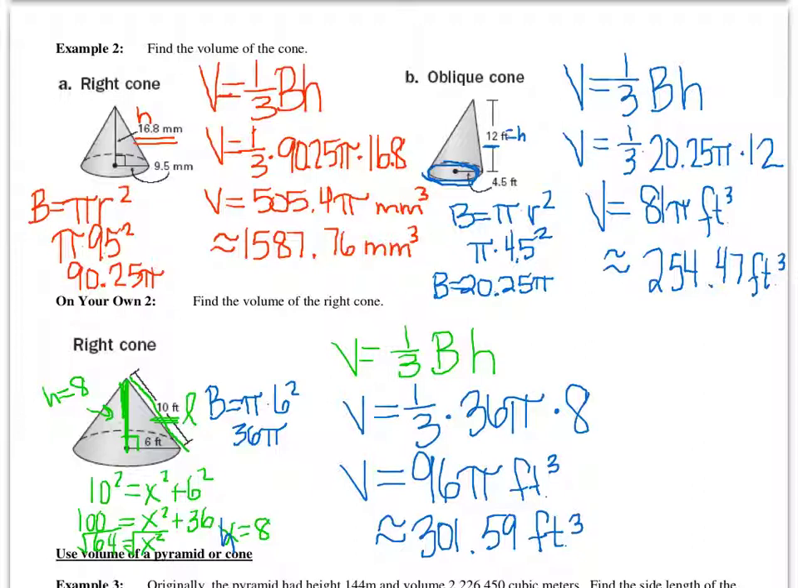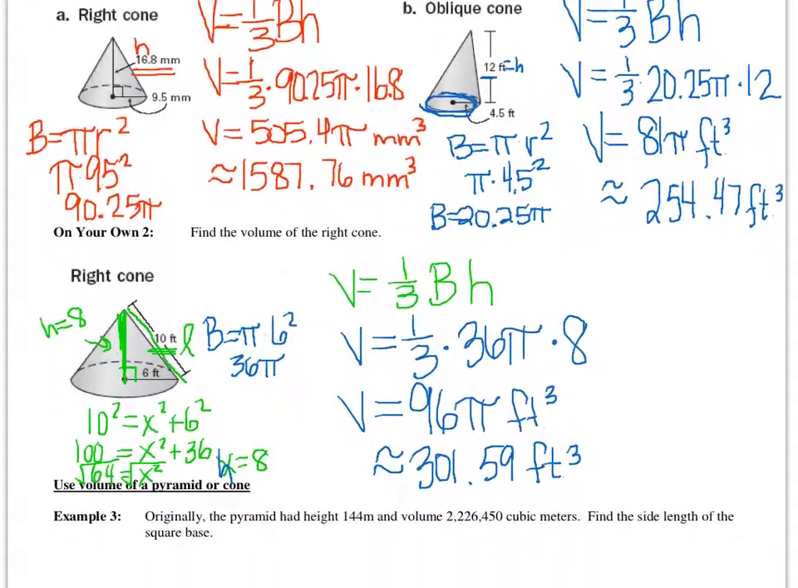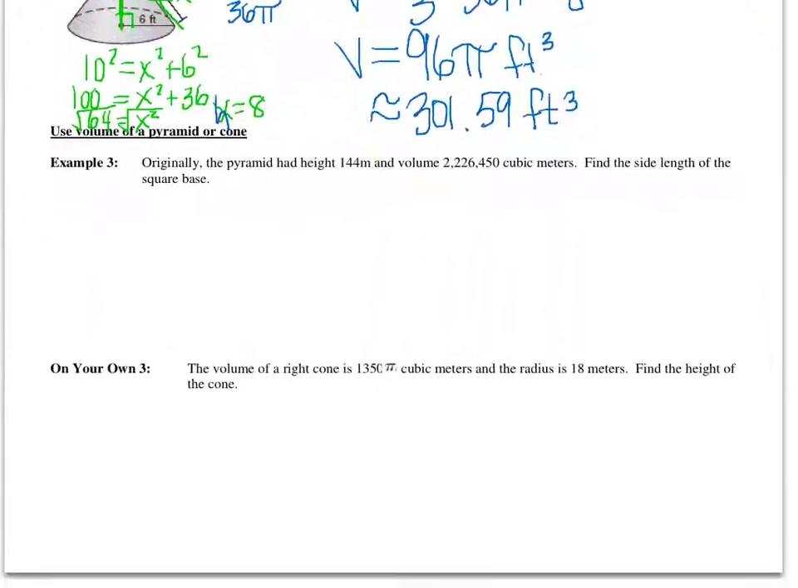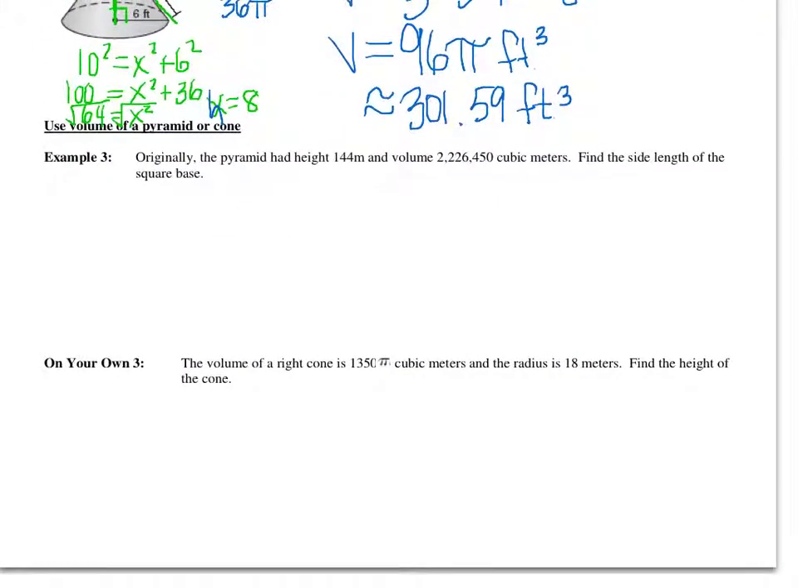Okay, let's look at the next example. So we're going to do example 3 here. It says originally the pyramid had a height of 144 meters and a volume of 2,226,450 cubic meters. Find the side length of the square base.